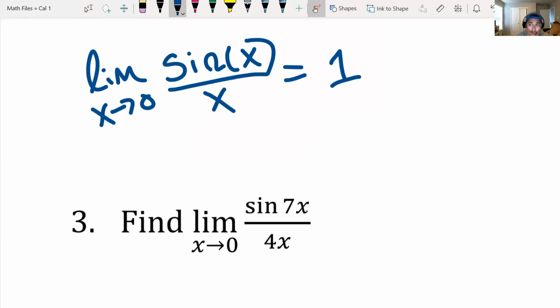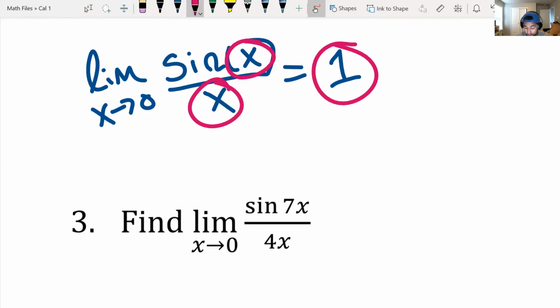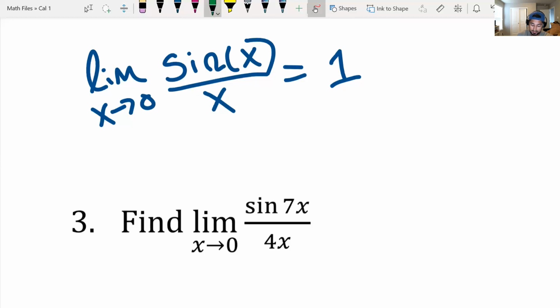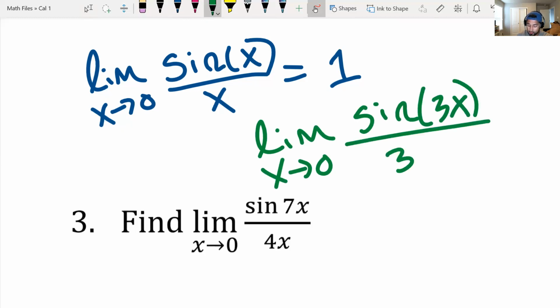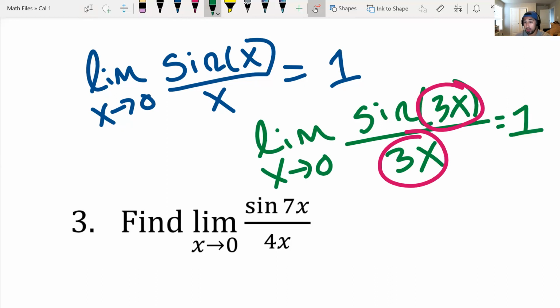Okay, so in order to evaluate this limit, let's go ahead and look at the identity. The only way this works is if the value of the x inside the sine function is the same as the x value in the denominator. These values must be exactly the same in order for the limit to become 1. So if it was the limit as x approaches 0 of sine of 3x over 3x, since this is 3x, since that is 3x, this limit would be 1. So that's what I mean when these values must be exactly the same.